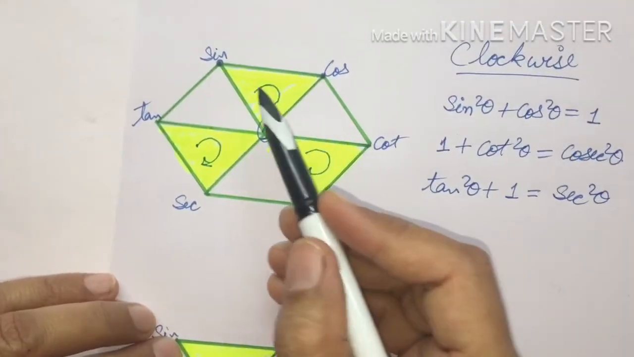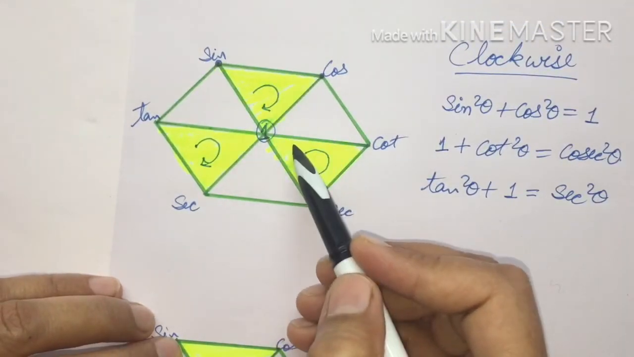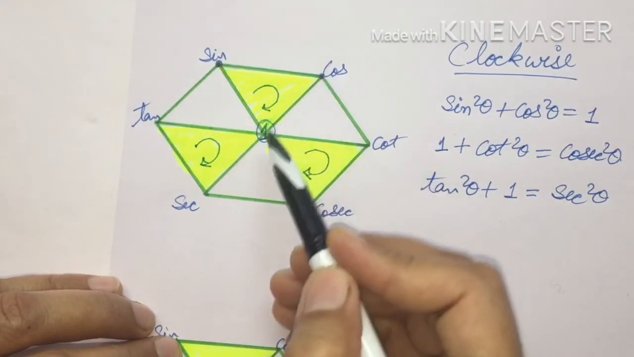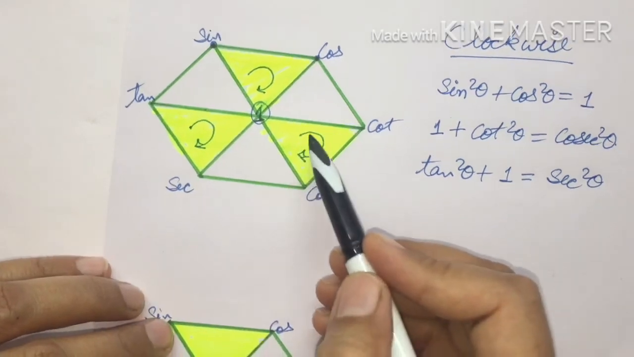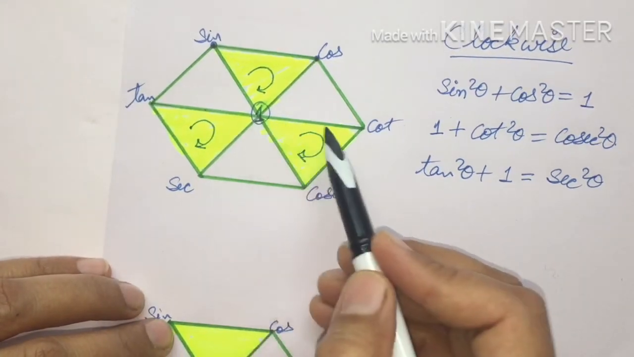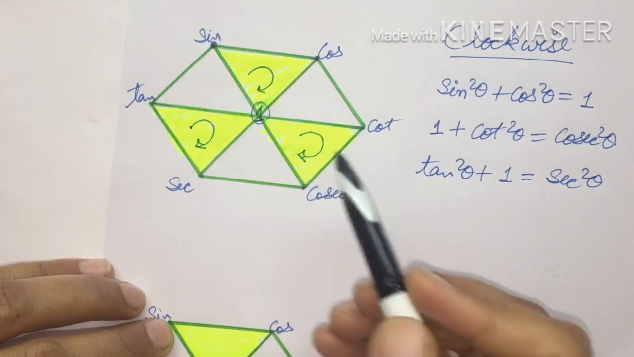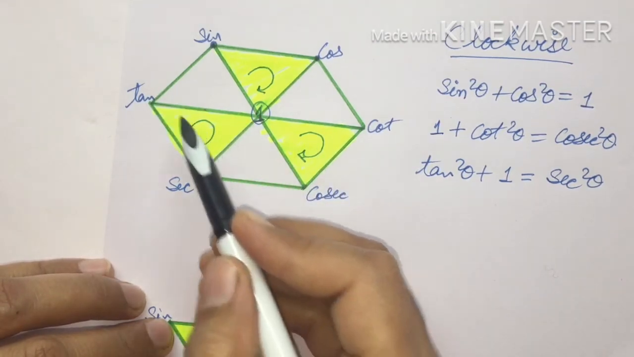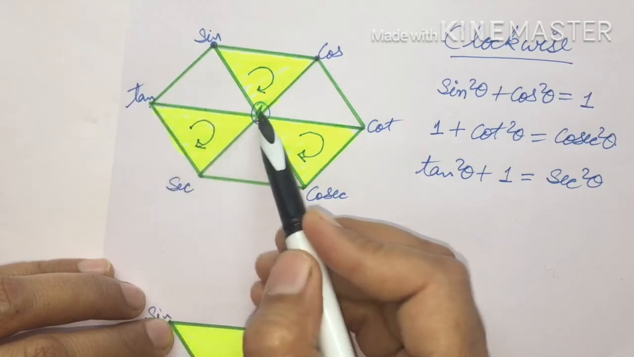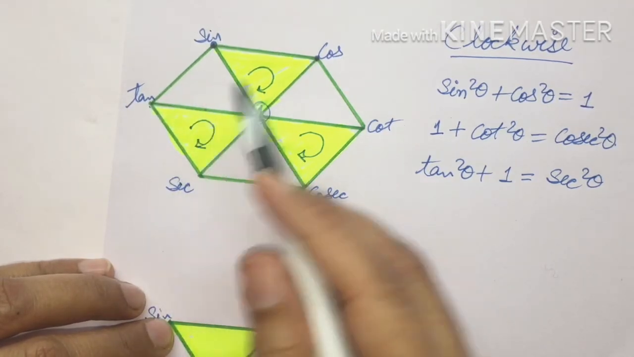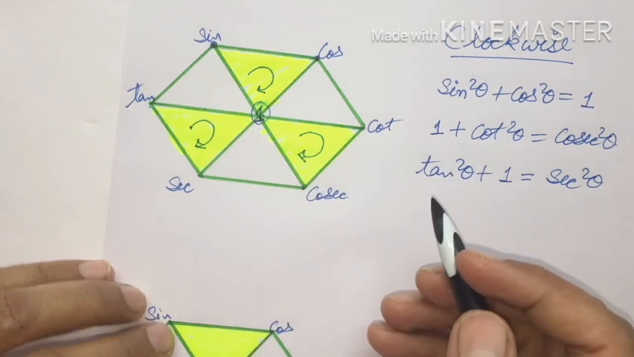Again I will repeat, we move in the clockwise direction. In the first triangle, sine square theta plus cos square theta is equal to 1. In the second triangle, 1 plus cot square theta is equal to cosecant square theta. In the third triangle, tan square theta plus 1 is equal to secant square theta. This is about the clockwise direction.